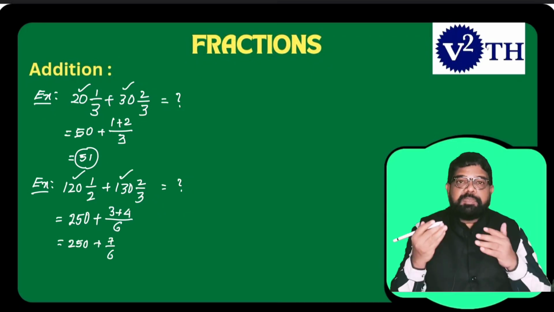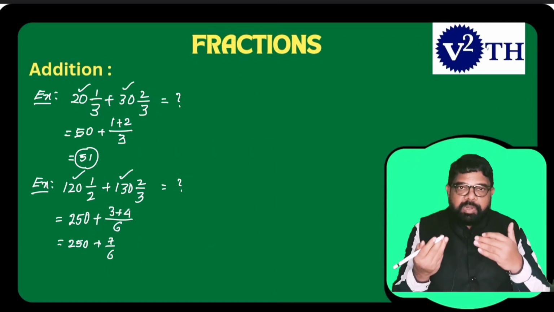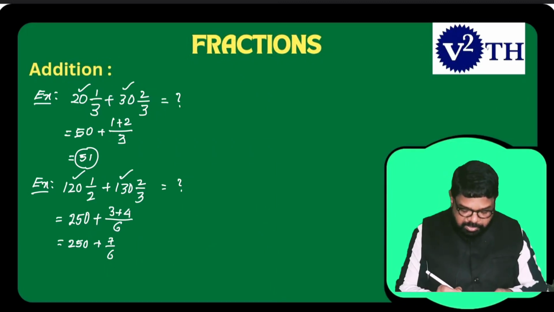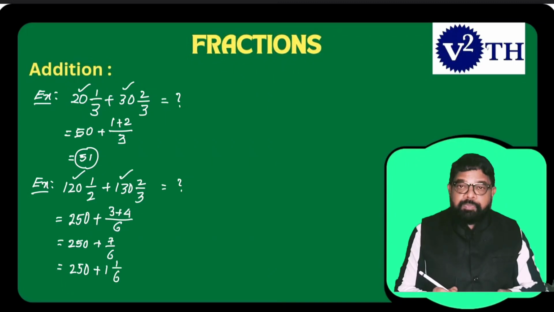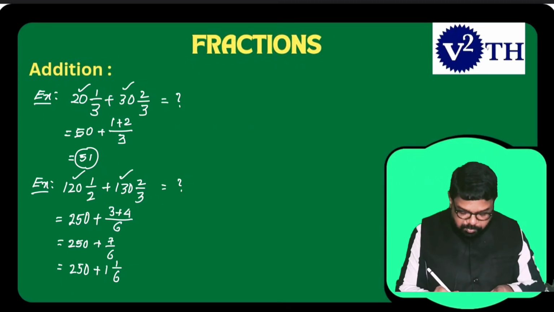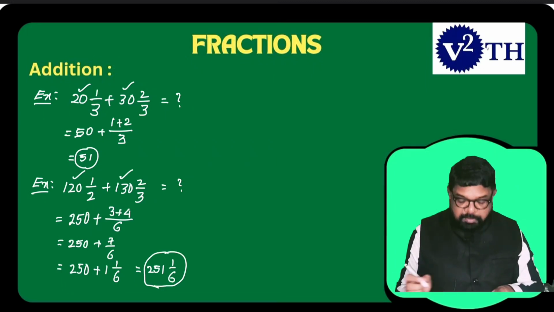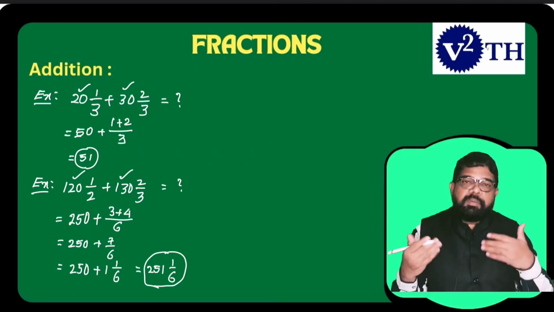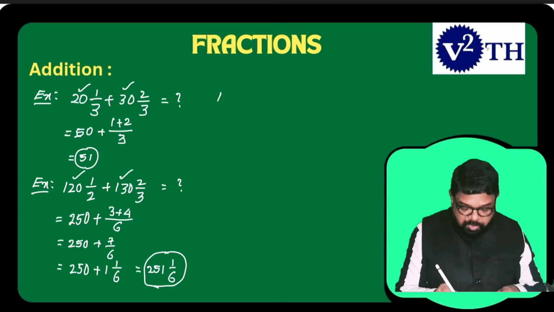Now again in 7 by 6, observing that the numerator is greater, wherever the numerator is greater, you have to express it as a mixed fraction. So that can be written as 250 plus, by dividing by 6, 6 1s are 6, 1 remainder, 1 1 by 6. Now 1 1 by 6 can be written as 1 plus 1 by 6. Now 250 plus 1, so 251 1 by 6. So this is the answer. Not only two mixed fractions, if any number of mixed fractions is given, we do the same procedure. Observe one more example I will give.